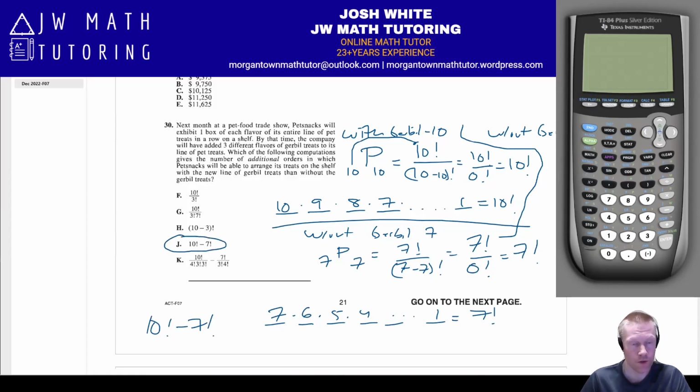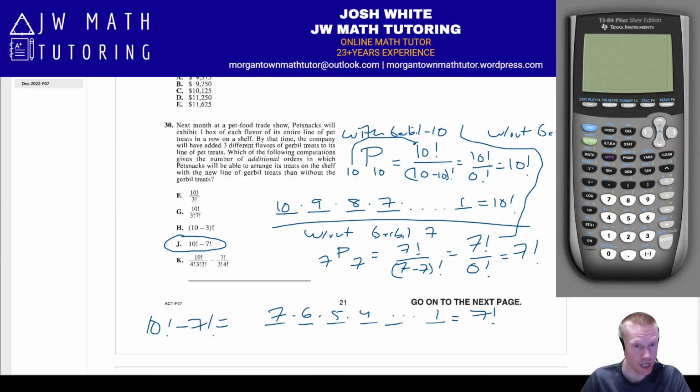Now, one thing I will say is if you actually go to your calculator and you type in 10P10 and get the answer, and then you type in 7P7 and get the answer, you're going to have some numerical value, but notice these are expressions. So then what you would have to do is start, say, with F, and type in 10 factorial divided by 3 factorial, and you would see, does that match what 10 factorial minus 7 factorial is? And it doesn't, so therefore you could cross it out.